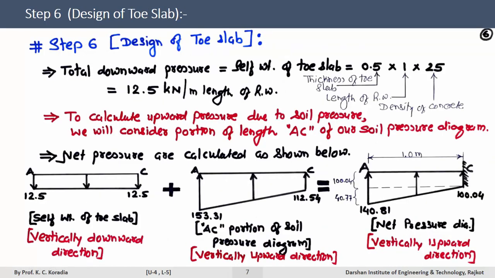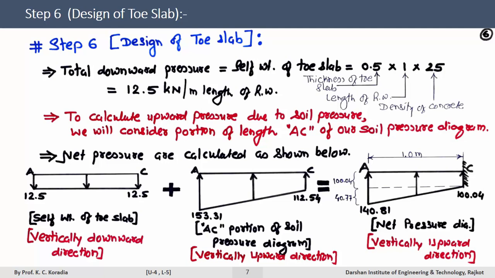Now we will move towards our sixth step, that is the design of toe slab. It is in the same line as we have designed our heel slab. Here the total downward pressure will be only the self-weight of the toe slab. It is obtained by multiplying the density of concrete with the thickness of the toe slab. The value comes out to be 12.5 kN per meter length of retaining wall.